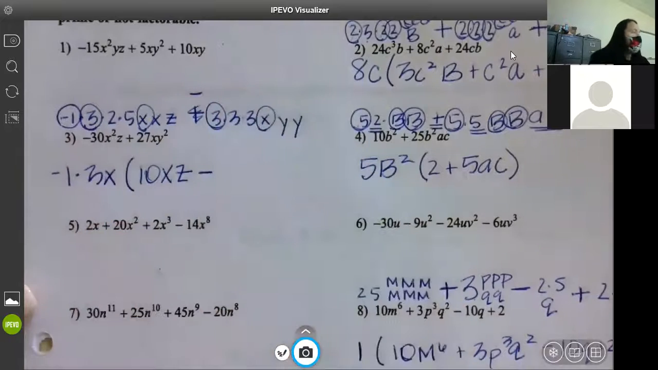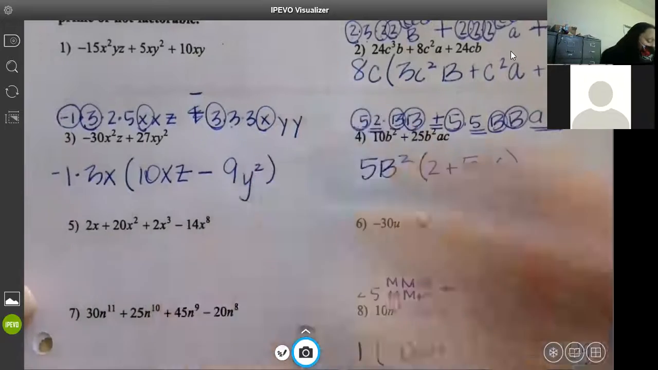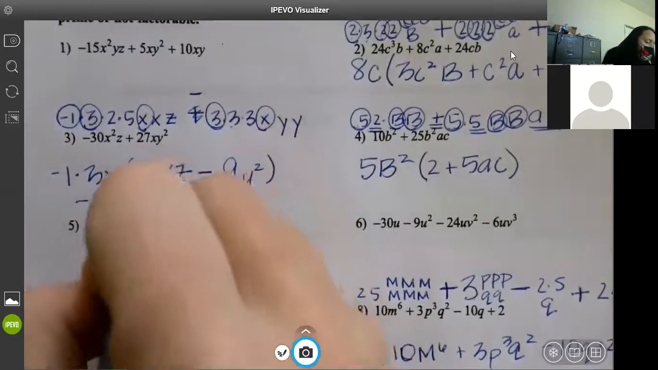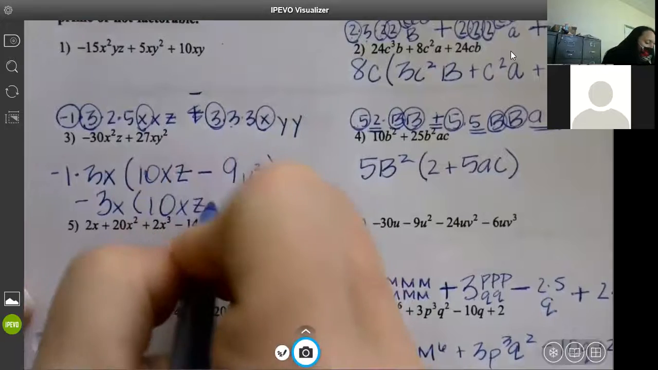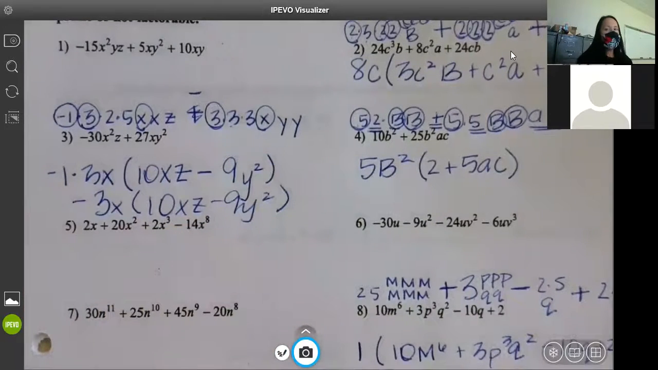Remember, we changed that to a minus because we pulled out that -1. 3 times 3 is 9, and 2 y's. You want to clean this up to just be -3x, 10xz minus 9y squared.